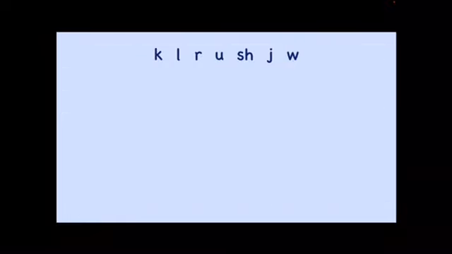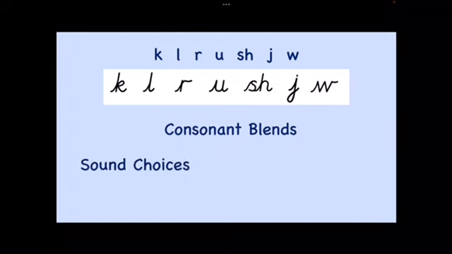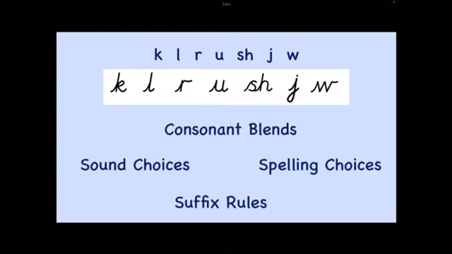Part 3 will continue with these letters and learning to write them in a cursive style where we join the letters together. We will have consonant blends, sound choices, spelling choices, and suffix rules. Now, if that seems way too much, remember, we are doing this one step at a time, and you are in control of what you choose.